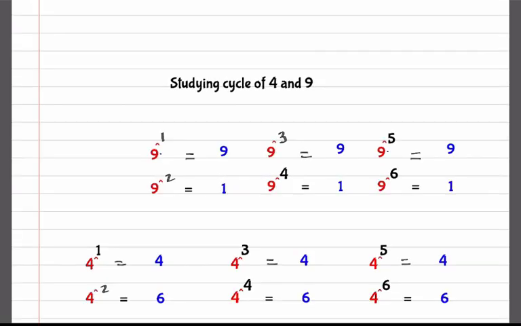Similarly, 4 and 9 have a cyclicity of 2. So after every 2 powers, the unit digit gets repeated. So if I give you 9 raised to 20, divide this by 2, the remainder is 0, so the answer is 1. Or you can say whenever you have an even power, the unit digit will be 1. Whenever you have an odd power, the unit digit will be 9. Similarly, for 4, an odd power will give you a unit digit of 4. An even power will give you a unit digit of 6.